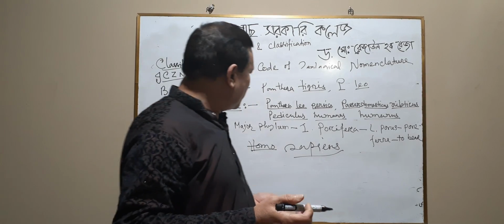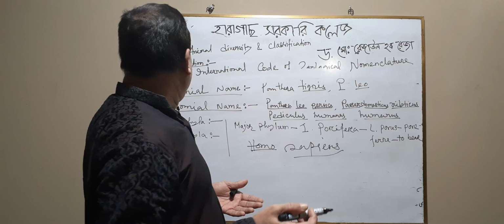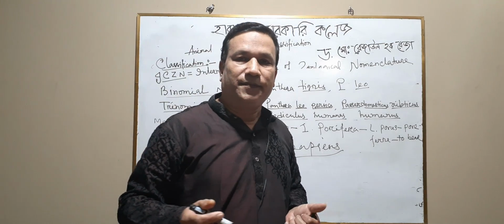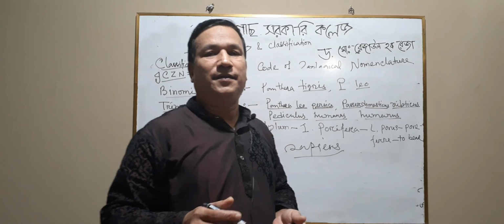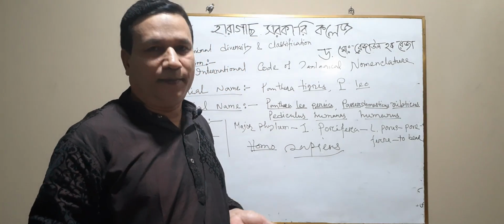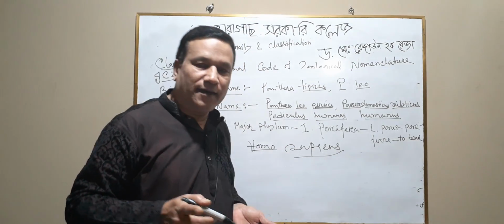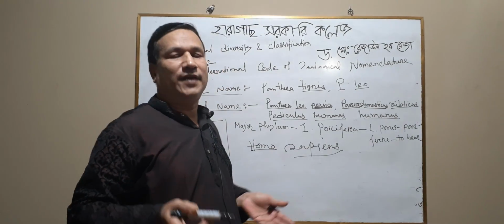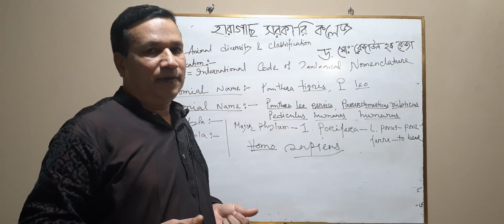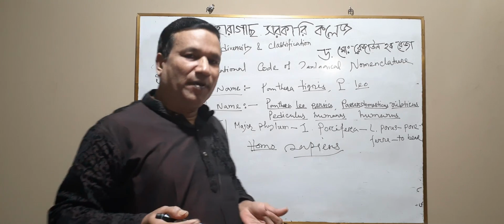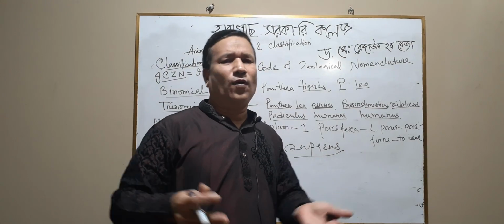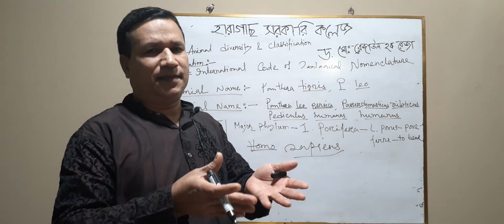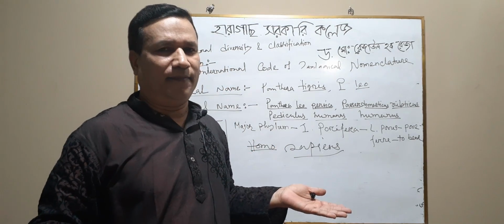Bird scientist Senegal, in 1844, first used this trinomial name. So, Senegal is called the father of trinomial name. To remember, most of the names are binomial, but only a few species carry a trinomial name.